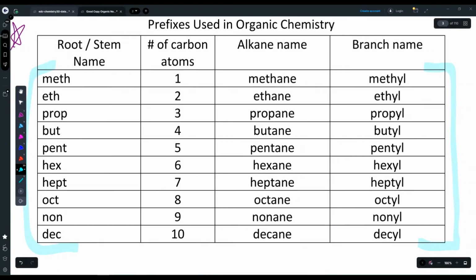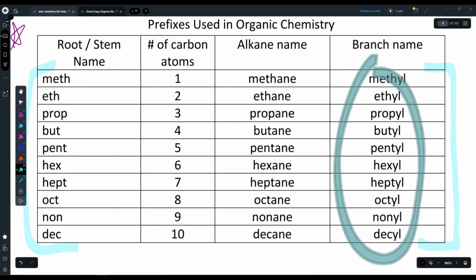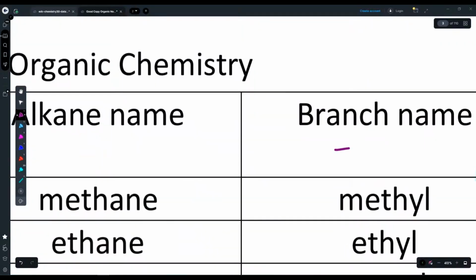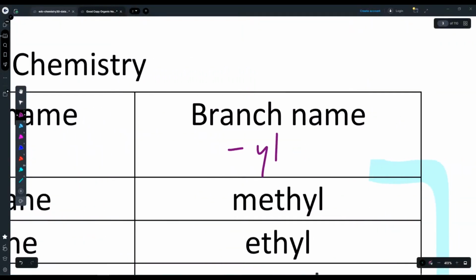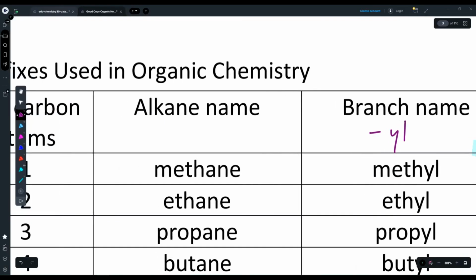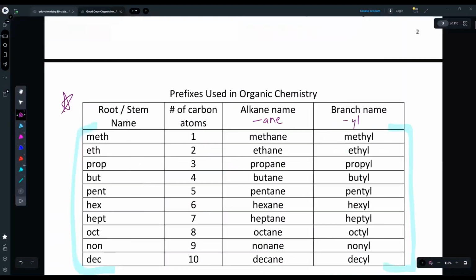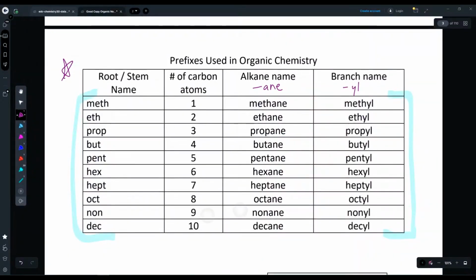Okay, so we've got the alkane name, but we also have the branch name. Now, the key thing about branches is that the suffix, when you're talking about a branch, is always YL. Whereas with an alkane, as you can see, the suffix is always ANE. So that's important to note here.